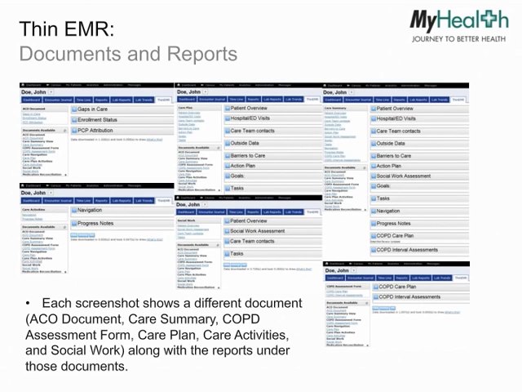The available documents in the Thin EMR tab include the ACO document, Care Summary, COPD Assessment Form, Care Plan, Care Activities, and Social Work. Notice how each document has its own set of unique reports.